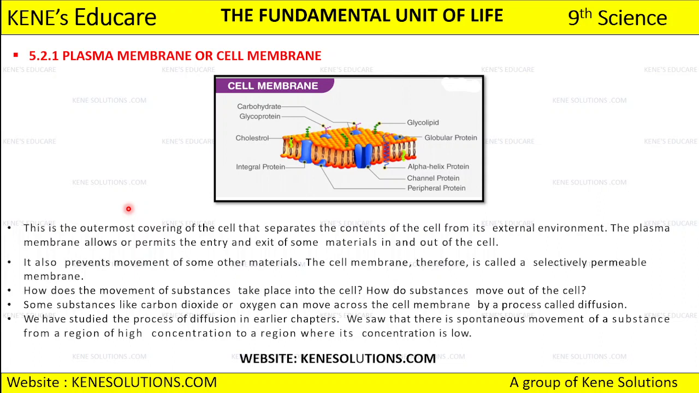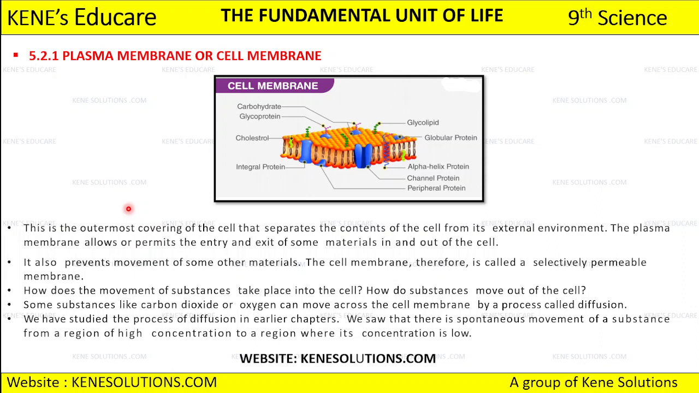What is diffusion? When substances like carbon dioxide or oxygen move across the cell, that process we call diffusion. What do we call it? Diffusion. So we have already studied the process of diffusion, right? What is diffusion? Diffusion is a spontaneous movement of a substance that takes place from a region of high concentration to a region of low concentration. That is diffusion.